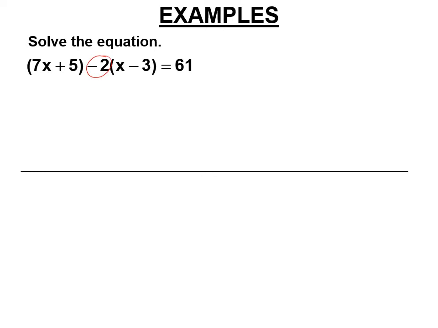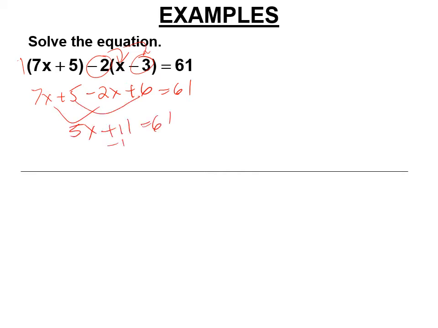So here you have to distribute a negative 2. Here it's distributing a 1, which is a waste of time. And then that's negative 2x plus 6. Negative 2 times negative 3. If there's an error, it's usually right there. 7x minus 2x is 5x. 5 plus 6 is 11. There's our two-step. 5x equals 50. Ran out of room, but divide both sides by 5. X equals 10.